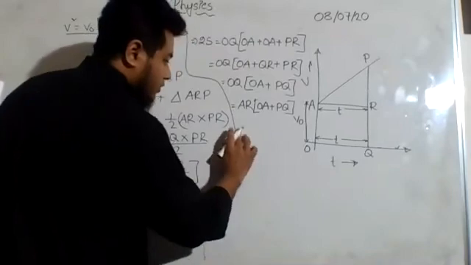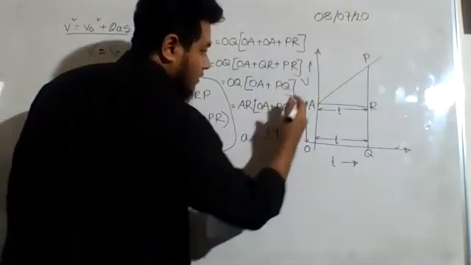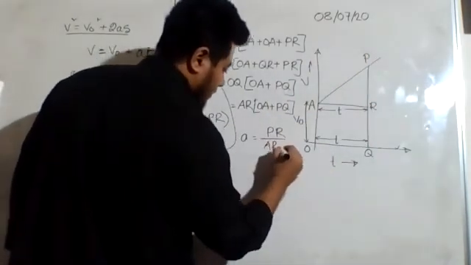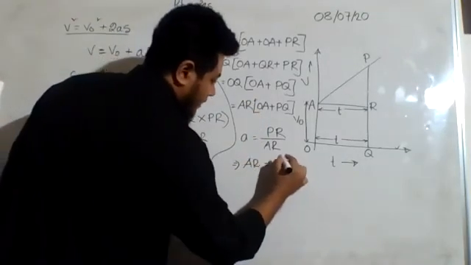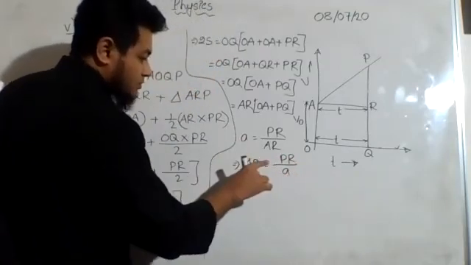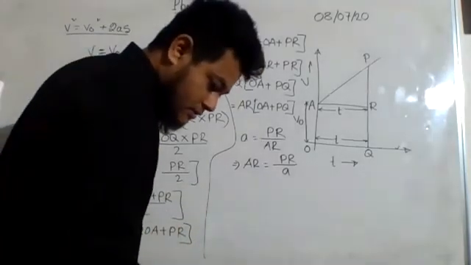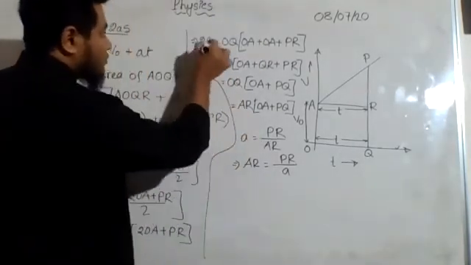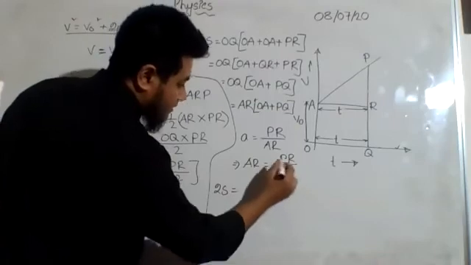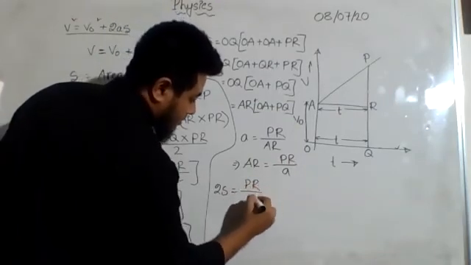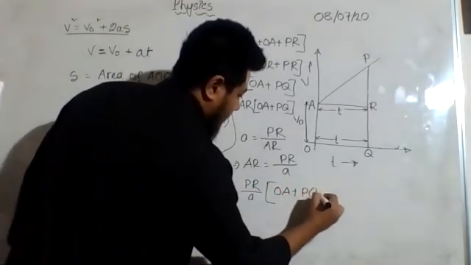Then again, we know that acceleration, that is the slope, is equal to rise PR over run, that is AR. So from here, if I want to find the value of AR, I can write PR divided by A. Just cross multiply. I will replace the value of AR into this equation. On the left hand side we have 2S, so 2S will be equal to PR by A into (OA plus PQ).